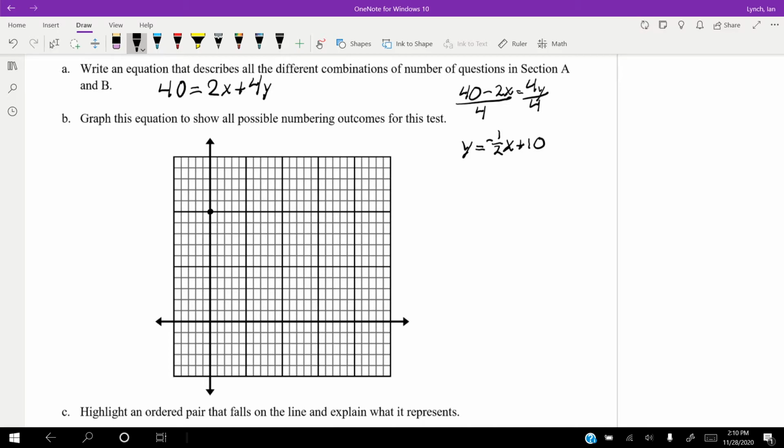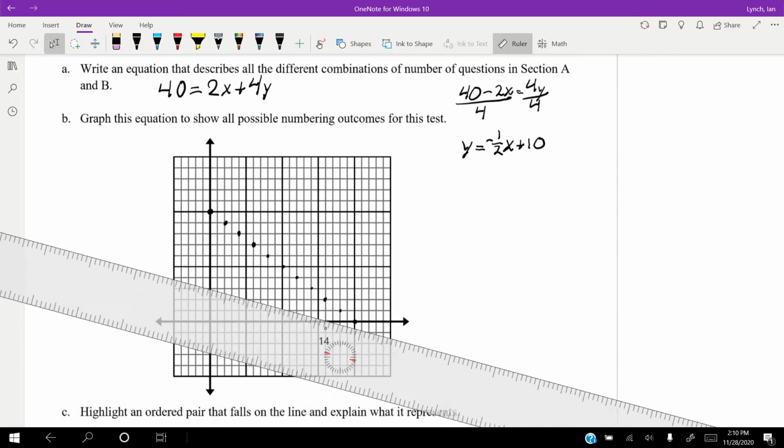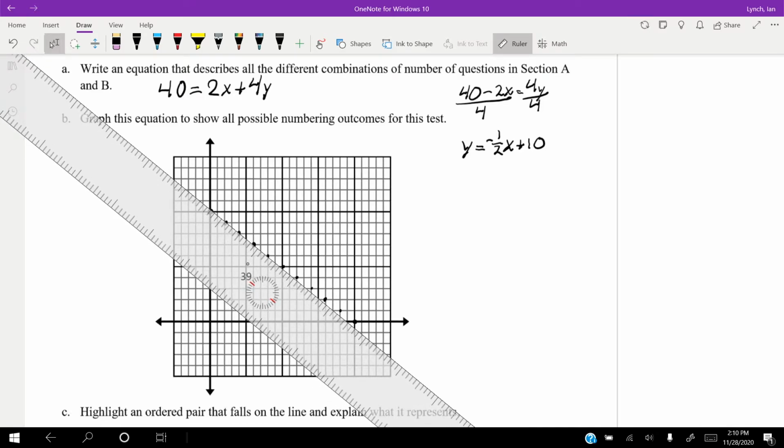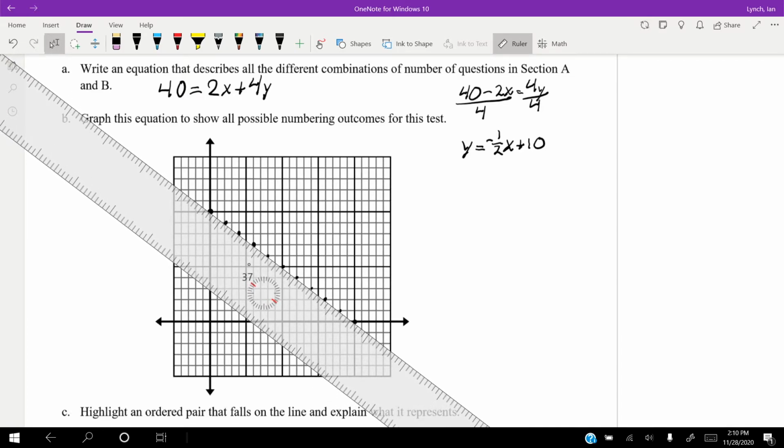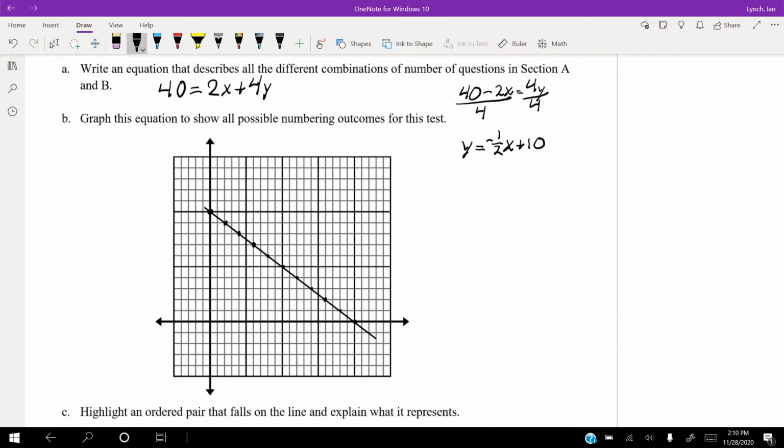And it's negative 1/2. Which means we go down 1 for each 2 that we go right. So I'm going to go down 1 and over 2. Down 1, over 2. And I'm going to keep following this pattern as far as I can. Personally, I like to take these all the way down to the x-axis so I know I'm doing it right. All right, let's draw this line. That looks good. All right, there we go.